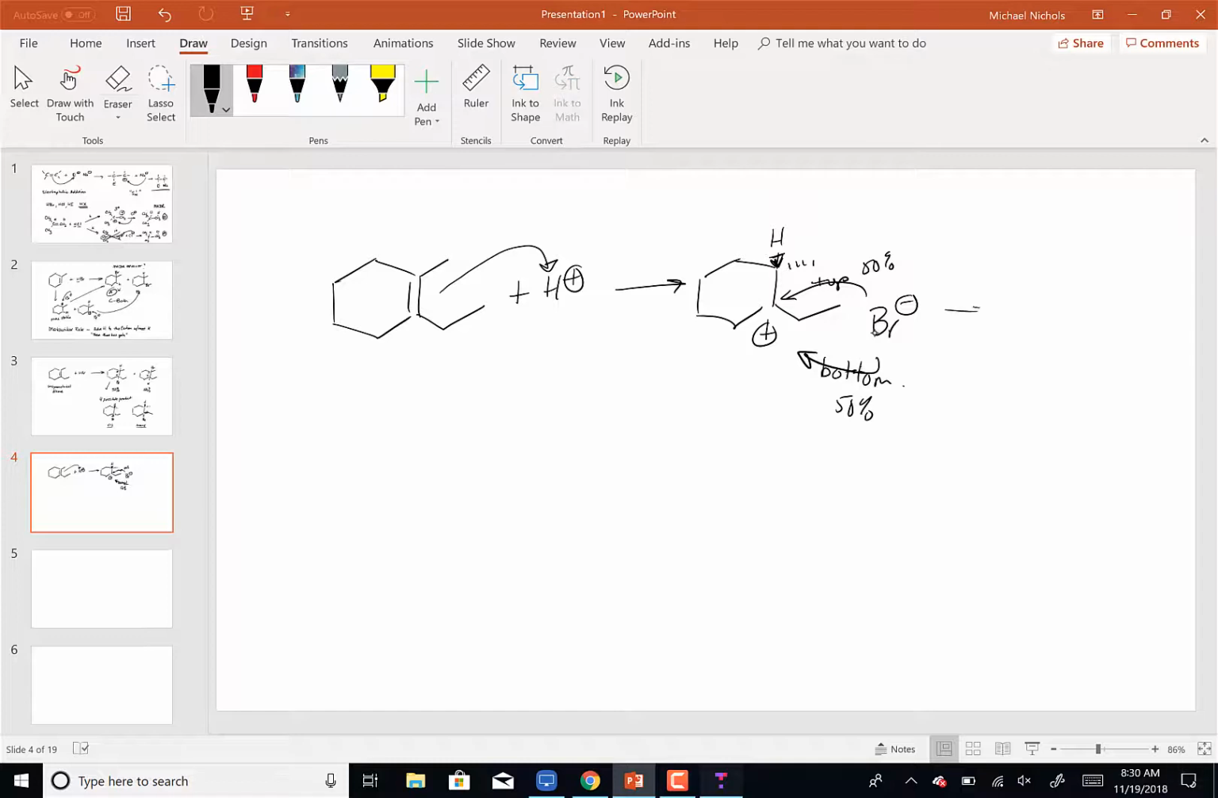So that means the product that I'm going to make would have, if the hydrogen added on top, 50% cis, and it will also be 50% trans.